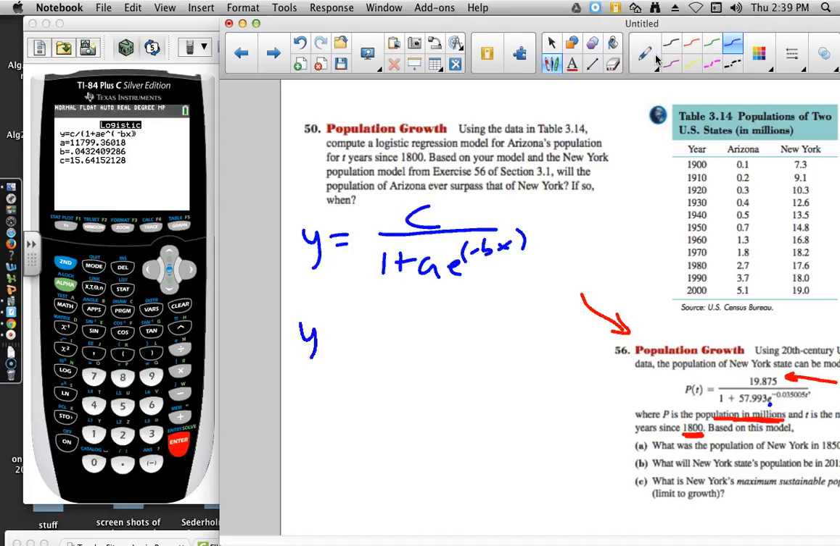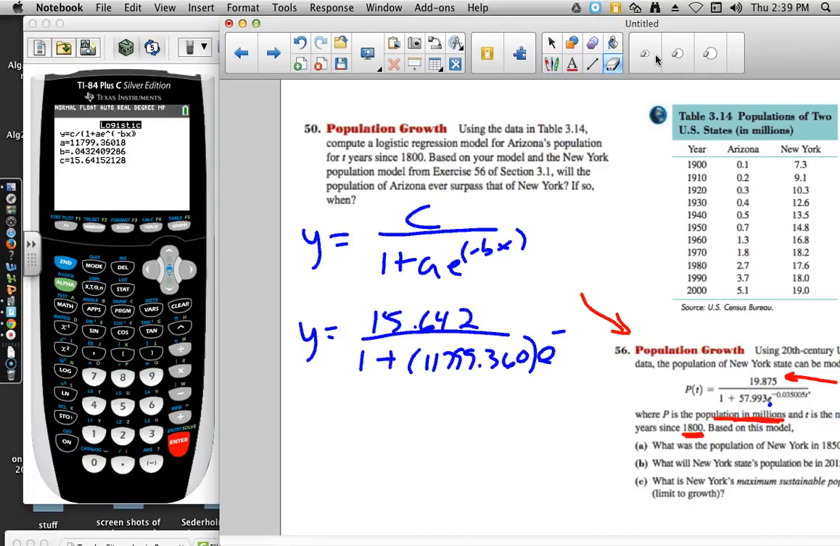Our model will be y equals 15.642 with rounding over 1 plus 11799.360 times e to the negative 0.043x for our power. So there's our power of e there.